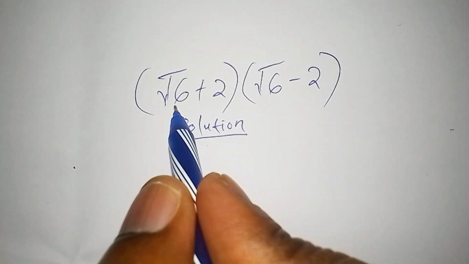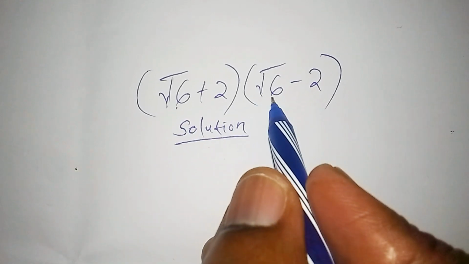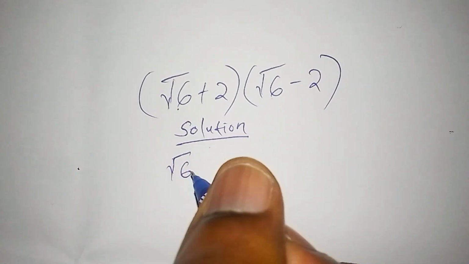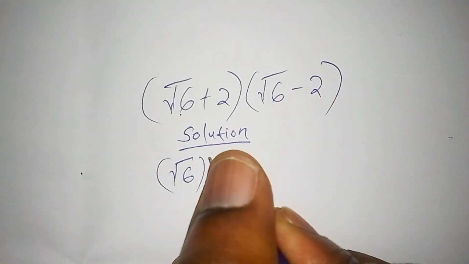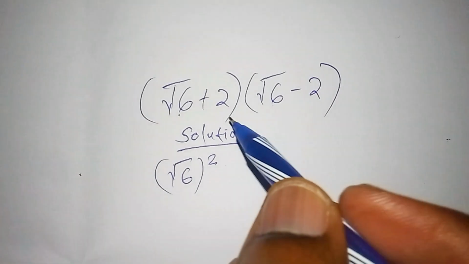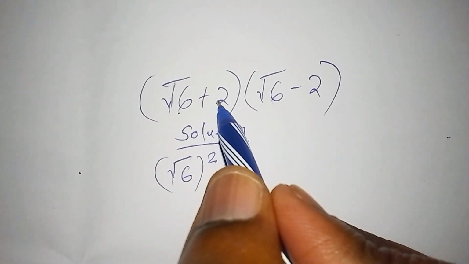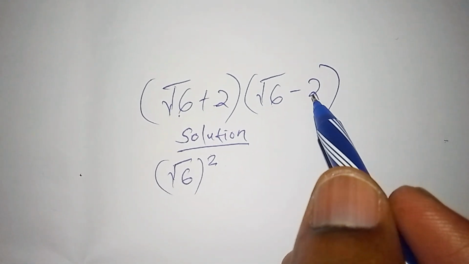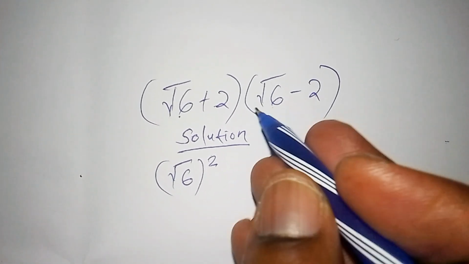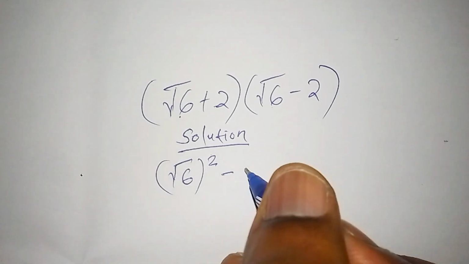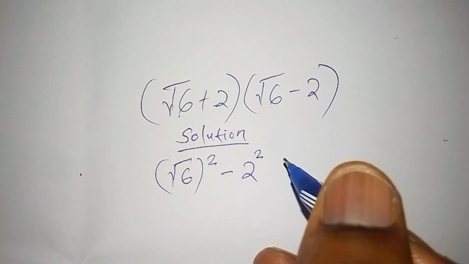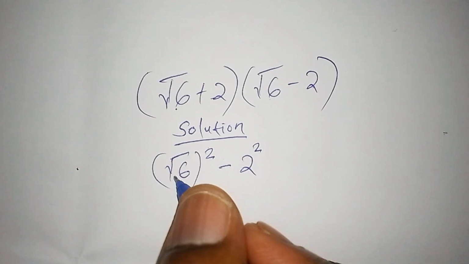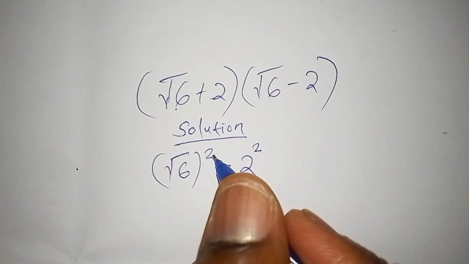We're going to start with root 6 multiplied by root 6. There we shall have root 6 squared. Then from there we are going to take 2 multiplied by 2. We shall have minus 2 squared.